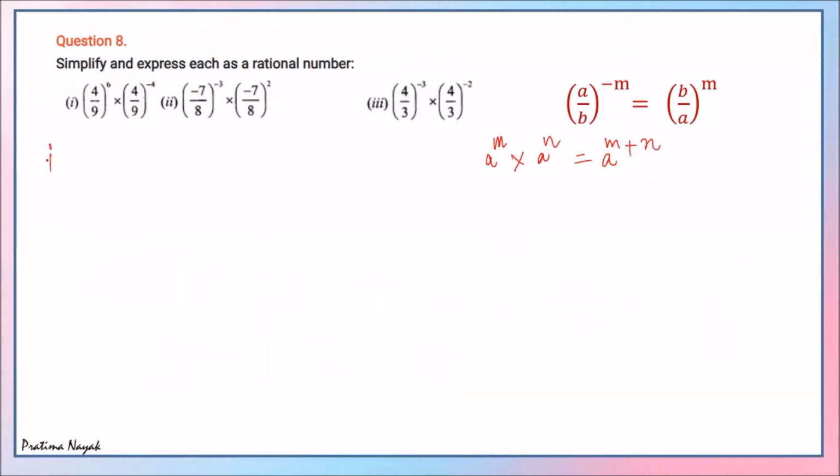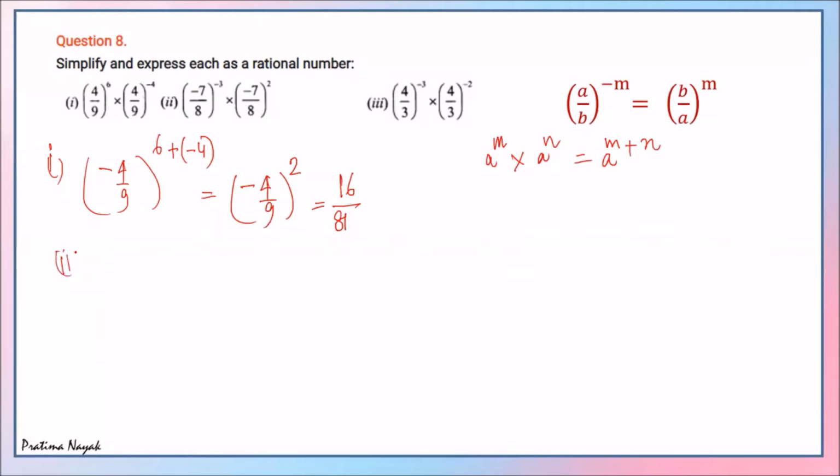So I am doing part 1. I'll write 4 by 9 to the power 6 plus minus 4. So how much is it? It is 2. Now take the power. Minus 4 power 2 is 16, and 9 power 2 is 81. So the answer is 16 by 81.